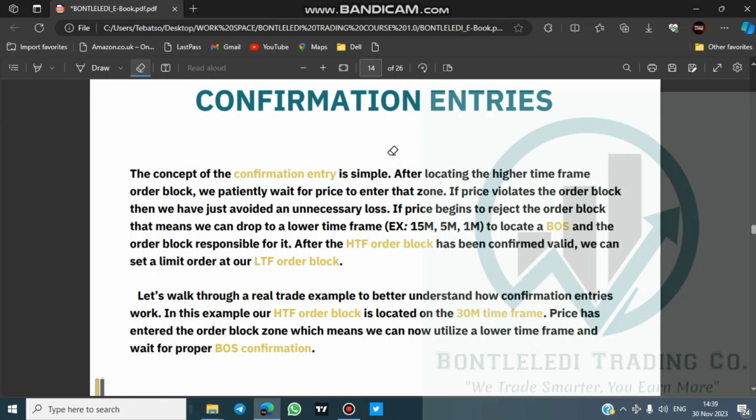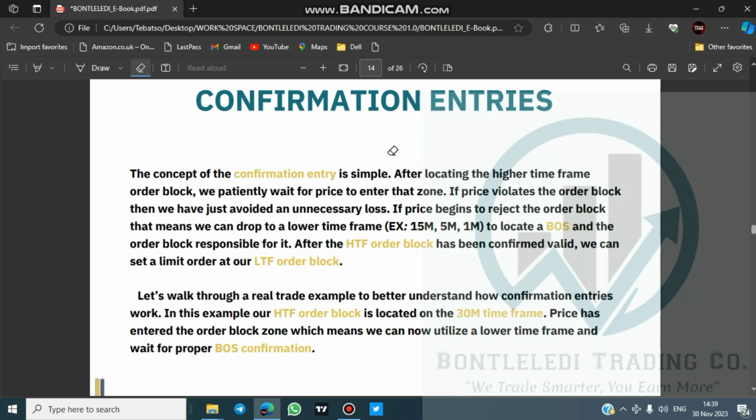So 15 minute, 5 minute, 1 minute, and then after that, you go straight to locate what? A break of structure and the order block responsible for it. After the higher time frame order block has been confirmed valid, we can set a limit order at our lower time frame order block. Remember, whatever happens with the lower time frames started from what? The bigger time frame.